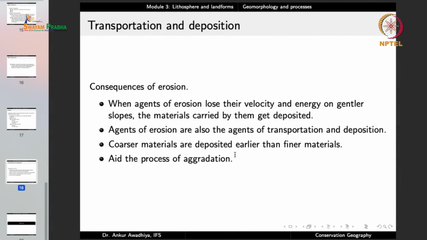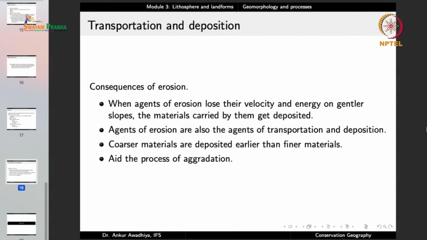Coarser materials are deposited earlier than finer materials because it is difficult to move the coarser materials, and so they are deposited earlier. As soon as the speed reduces a bit, the coarser materials will start to get deposited. Whereas the finer materials can be carried even at lower speeds, and so they will be carried to a much greater distance.